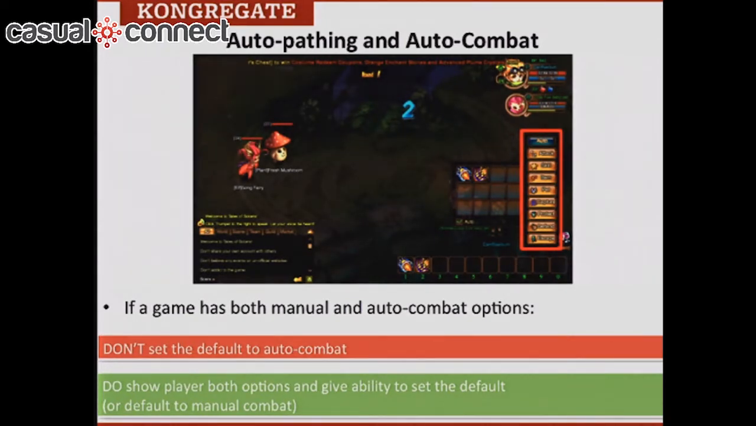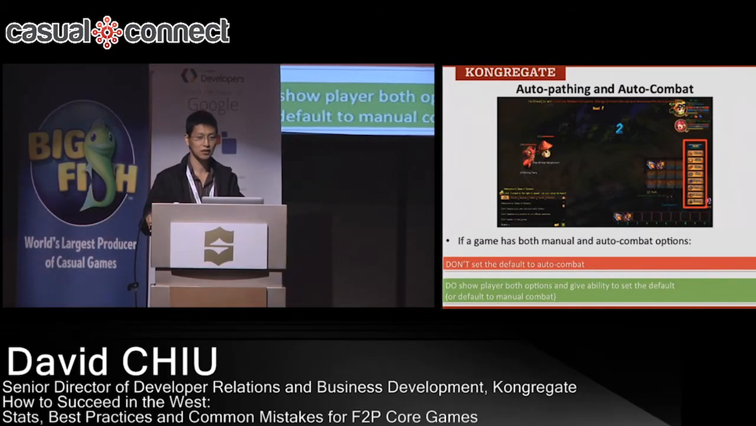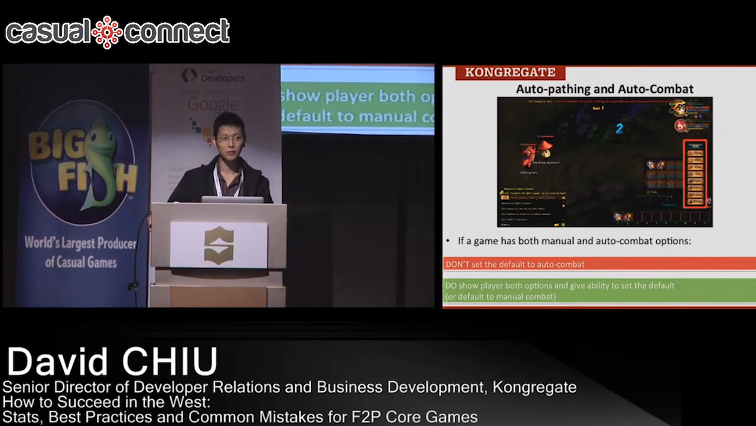Here's an example from a Chinese MMO called Tales of Solaris. In this game, they had both auto combat and manual combat. However, the developer automatically set the default mode to auto combat. So a lot of players didn't even know that there was a manual combat mode. But the game was actually a lot more interactive and a lot more fun, and played like a Japanese RPG when you set it to manual combat. But players didn't know this. So we had them change the default mode to manual combat, and we saw player comments, player ratings, and initial retention improve as a result.